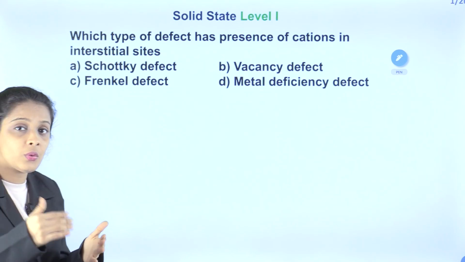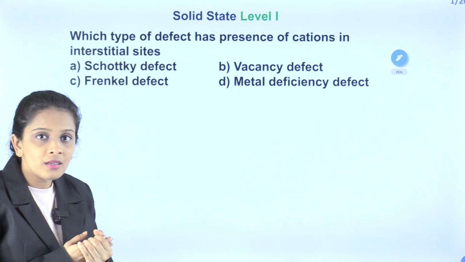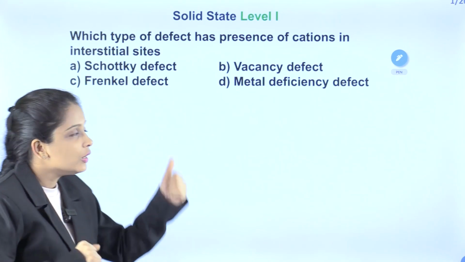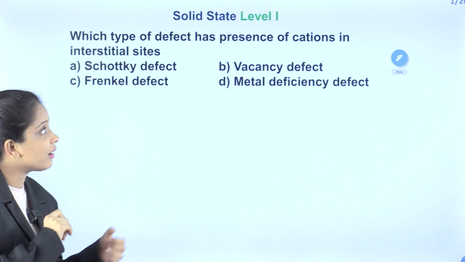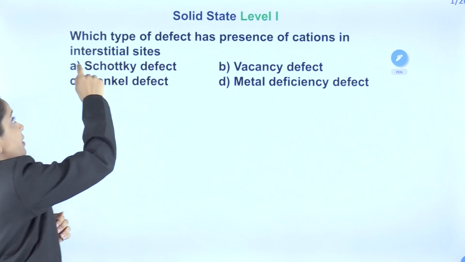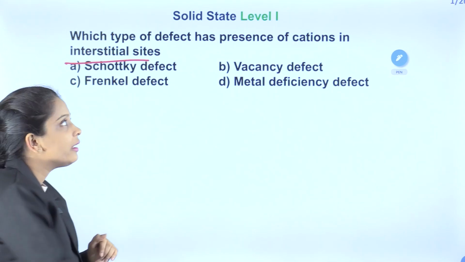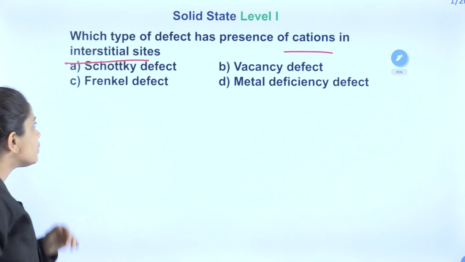Yes students, you must know that defects are a very important topic, both as theory as well as for MCQs. So we have our first question based on defects only, in which they are asking us which defect has a presence of cation in interstitial site. See, the first important part is the interstitial site, and they are talking about an ion, that is a cation, okay, and we know this part very well.